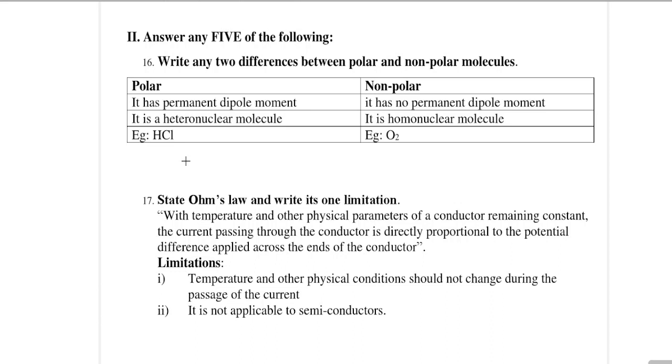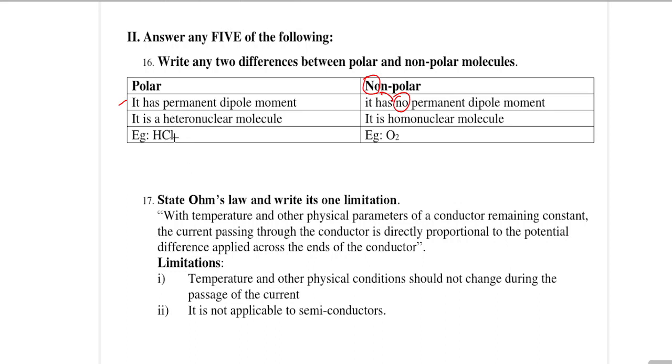Given here, in case of polar molecules, it has a permanent dipole moment. Just learn these facts. It's not worth explaining these things now. In case of non-polar molecules, it has no permanent dipole moment. Just think that known as no is no here. That way it will be easy to understand.